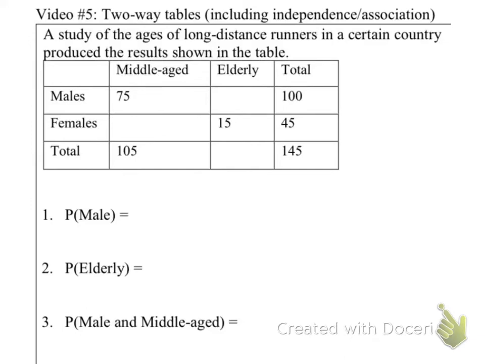So we have more continued probability here. We're going to introduce the idea of two-way tables and independence and association. So we have some data here. A study of the ages of long-distance runners in a certain country produced the following results, as they're shown in the table. But you can see that the data is actually incomplete.